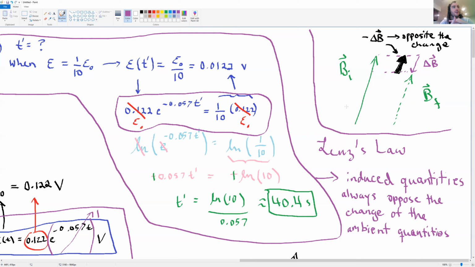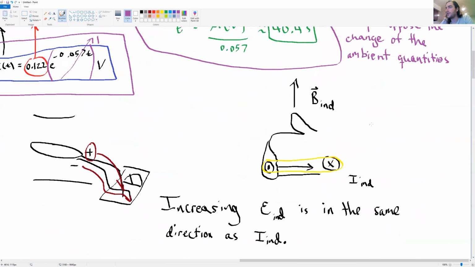So now my thumb is only pointing in the perpendicular direction. And then I can do right hand rule. And we did that. I drew a little picture. So the induced magnetic field is going to be in the vertical direction against the change.